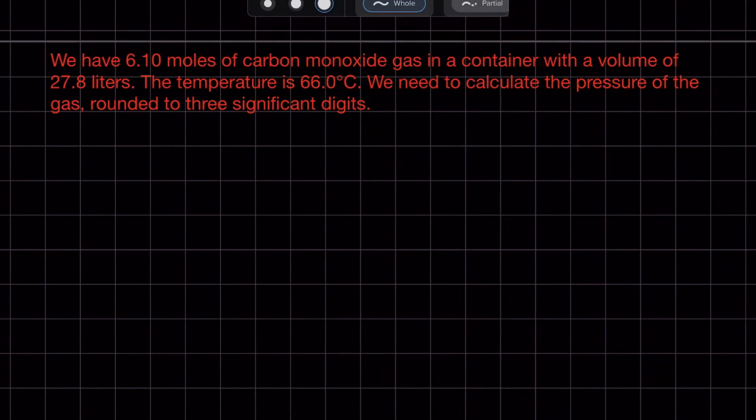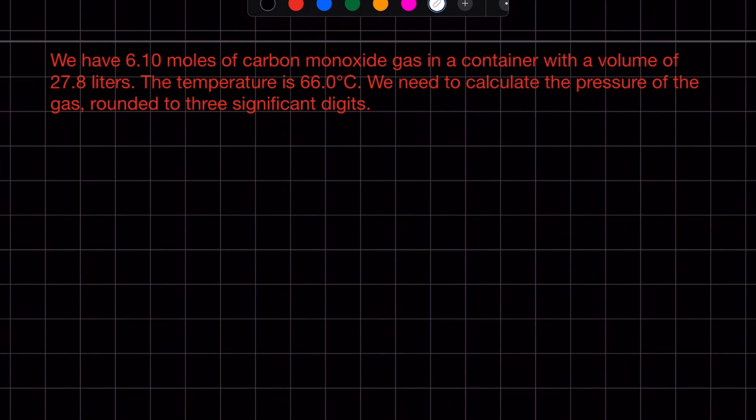Alright, so we have one more question here. It reads, we have 6.10 moles of carbon monoxide gas in a container with a volume of 27.8 liters. The temperature is 66 degrees Celsius, and we have to calculate the pressure of the gas. We're going to round that to 3 sig figs as always.